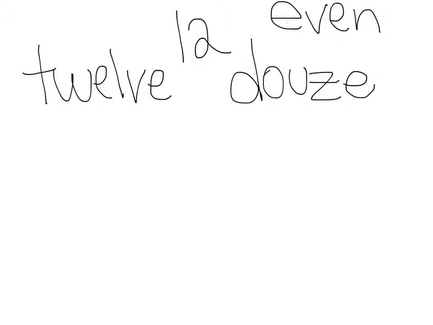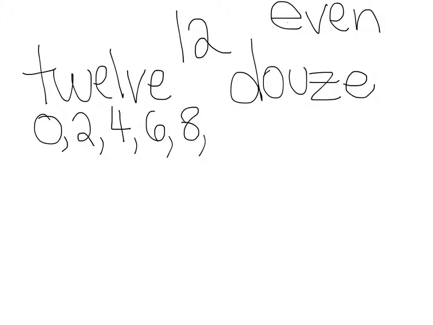And then we'll do our skip counting. We start with 0, comma, 2, comma, 4, comma, 6, comma, 8, comma, 10, comma, and 12. So we've done our skip counting.